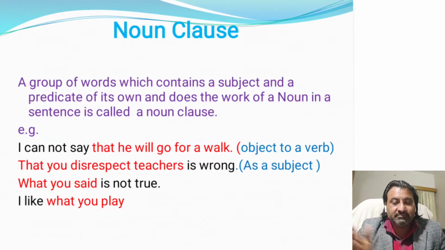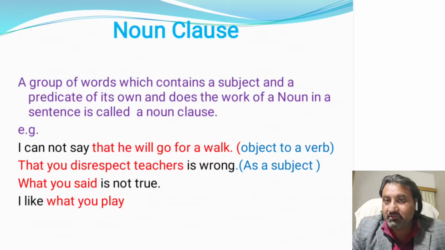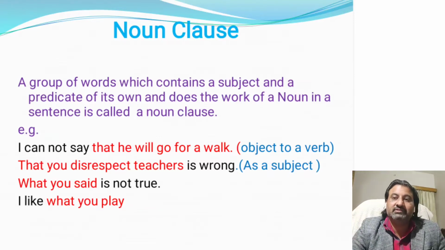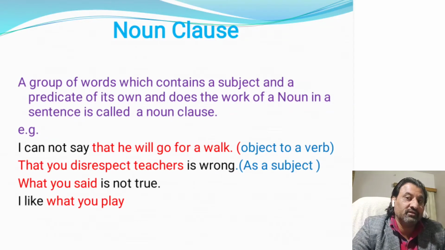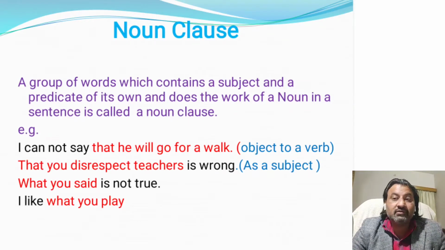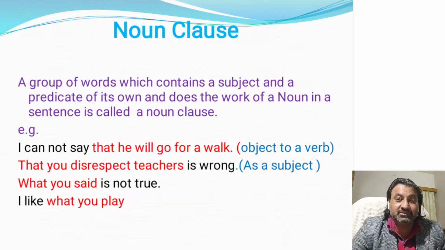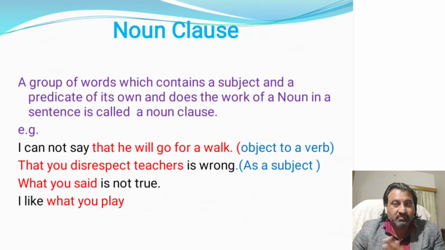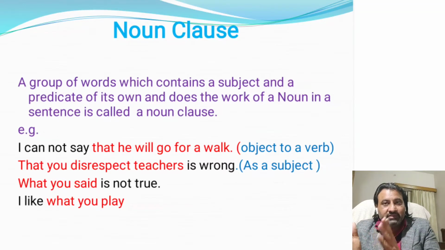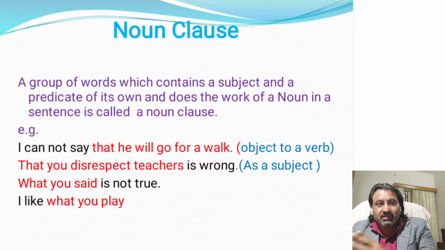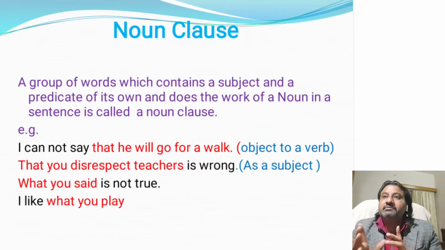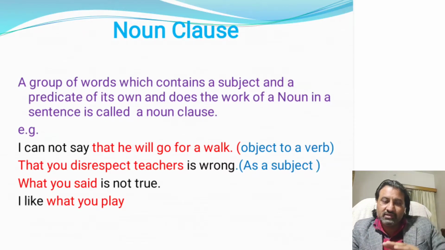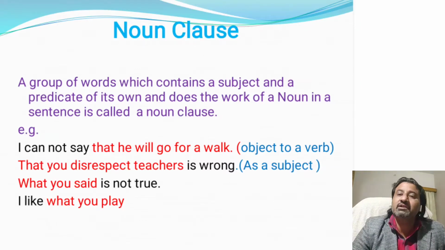So, as the name sounds, a group of words which contains a subject and a predicate of its own and does the work of a noun in a sentence is called a noun clause. So simply, a group of words that is used in a sentence and is doing the work of a noun, meaning it just functions as a noun, is called a noun clause.